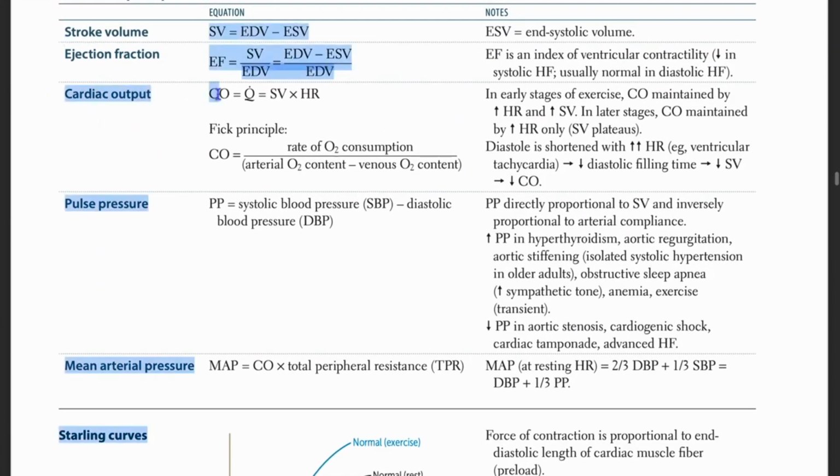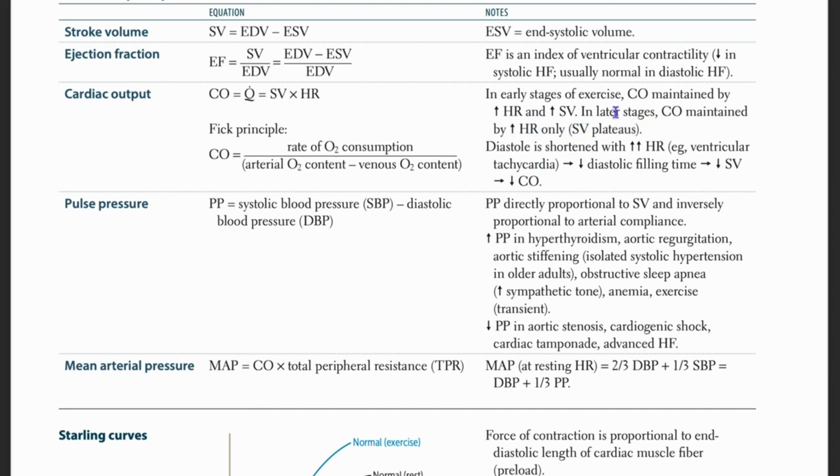Okay, now you have cardiac output, which is stroke volume times heart rate. In early stages of exercise, cardiac output is maintained by increasing heart rate and increasing stroke volume, and then in later stages, cardiac output is maintained by increasing heart rate only, because stroke volume has plateaued. Like once every single cardiac muscle fibril is used up, is activated basically. You can't activate more because there are a limited number of cells. So then the stroke volume is going to plateau, right? But you can still increase heart rate.